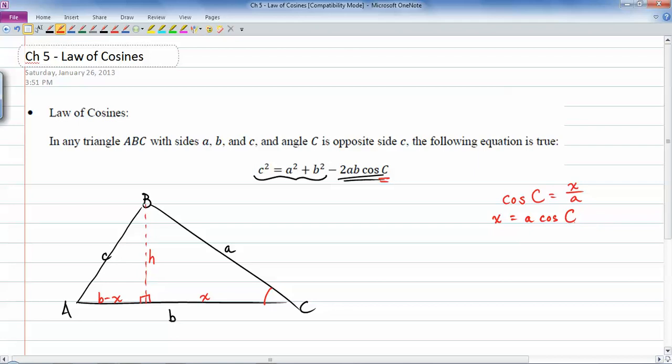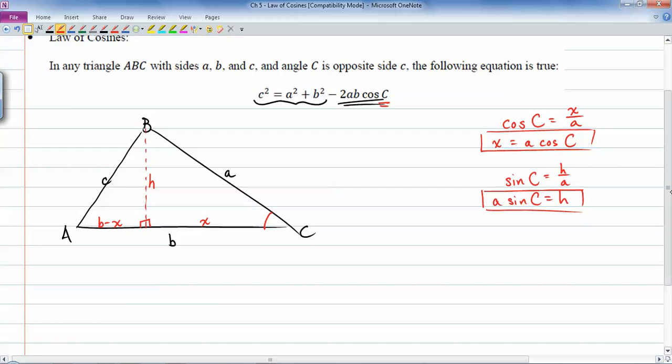We could do that with the h too. If I look at sine C, that's the opposite side over the hypotenuse, so it's h over a. And if I multiply over, a sine C equals h. Okay, so I've got a way of writing x, and I've got a way of writing h using the letters in black. I would also know that this side here, b minus x, is really b minus a cos C, so that works too.